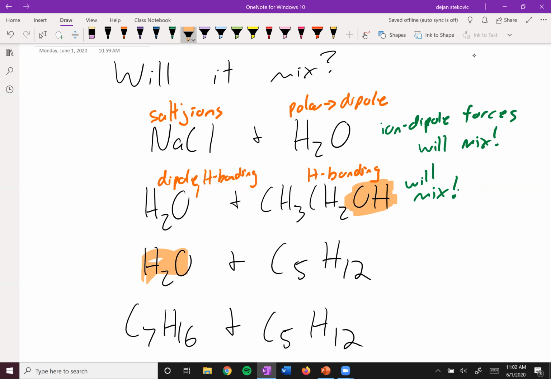Next up, we have water, which we said was very polar with hydrogen bonding, and then we have C5H12. So one thing that you should have learned in Chem 101 and that you really want to know is that CH bonds are considered non-polar, right? Non-polar. And so we have a polar molecule and a non-polar molecule. Those two are not alike, and so this will not mix.